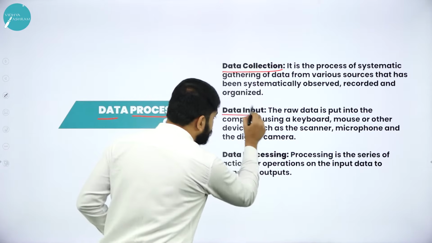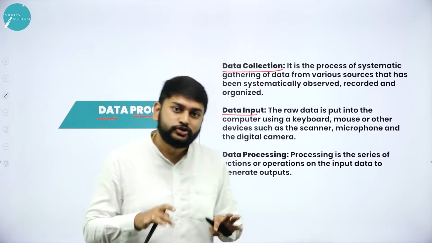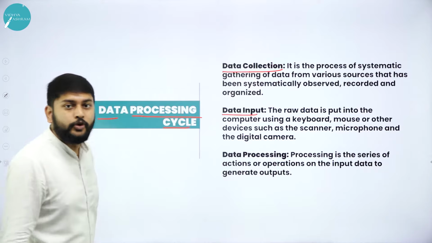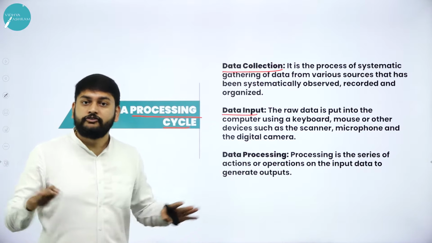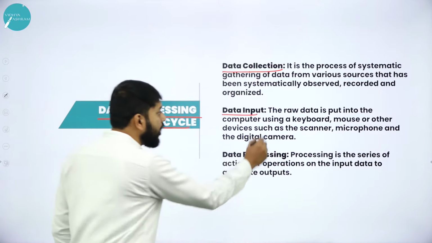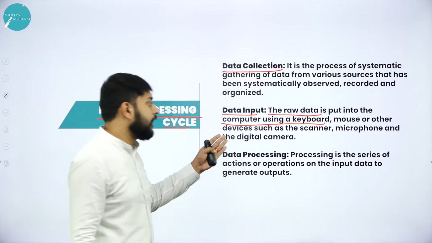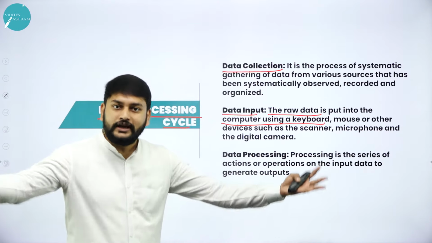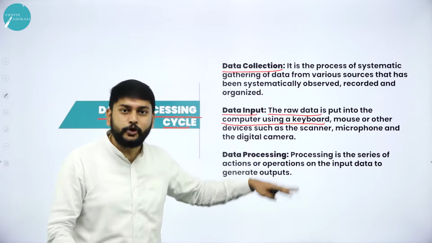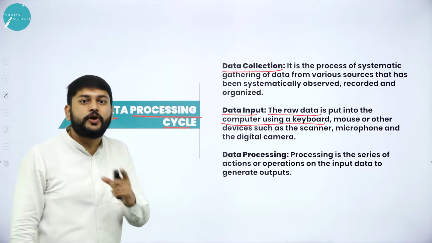Then I have data input. So fine, I have collected all the data. I have to input it. How do you input? With the help of a keyboard. I will start typing, I'll feed the data. That is what I will call data input. All the data will be raw data, I have not yet processed it. How I have collected it, that is what I have stored. So that data I will call raw data. Please understand, that raw data is put into the computer using a keyboard, mouse or other devices. So you have collected the data from various sources, then you have to put it into the computer, right? That is what I will call data input. How do you input? With the help of input devices. That is what you have to understand.